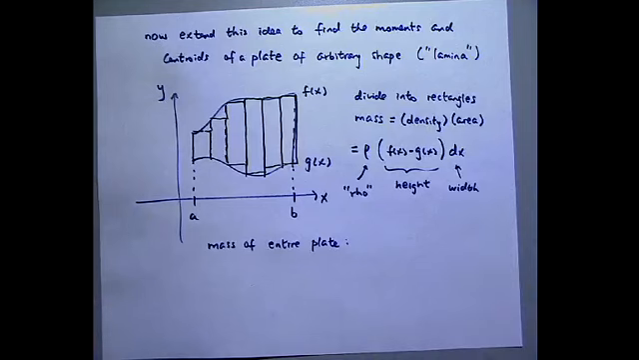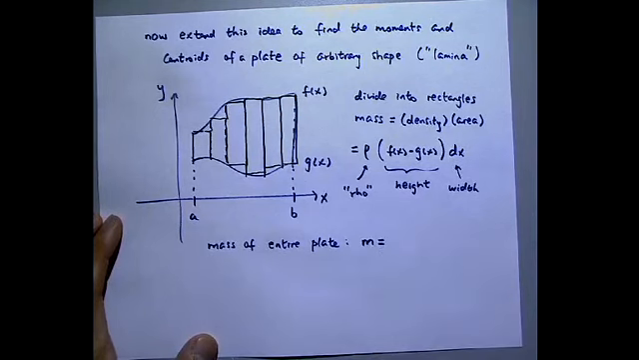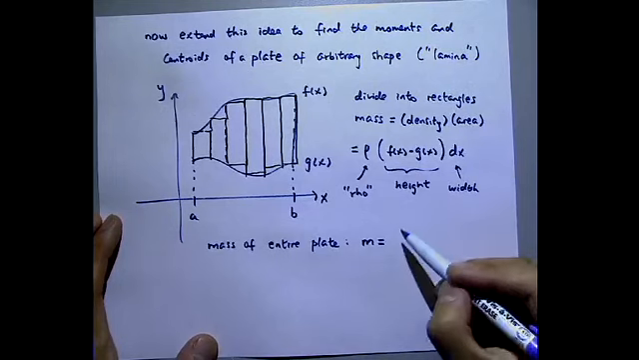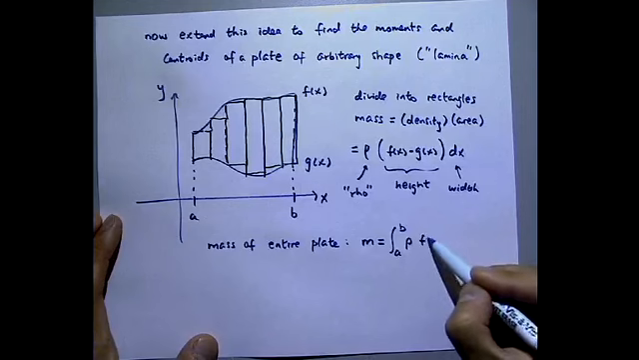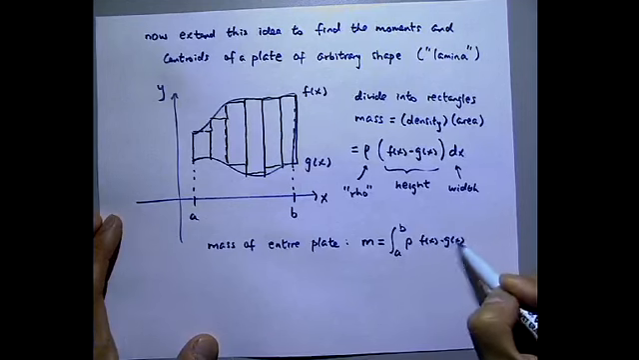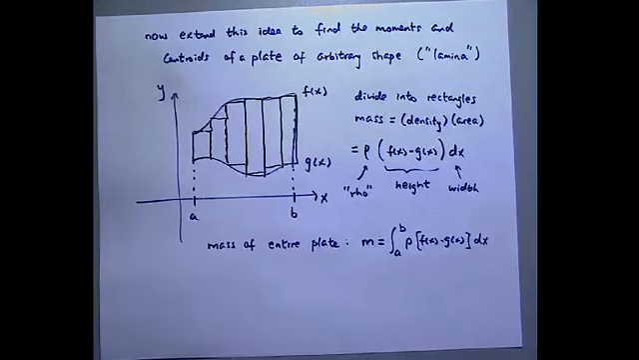What's the mass of the entire plate? We want all of these rectangles. Each one is very, very thin. How do you get them together? The integration. Good. Okay, now we got the mass.